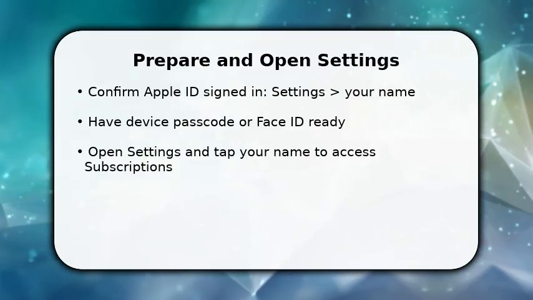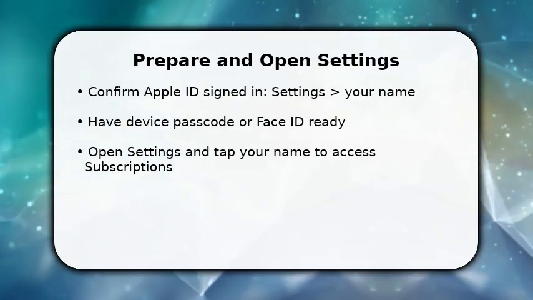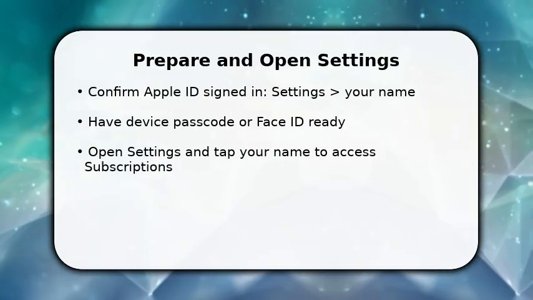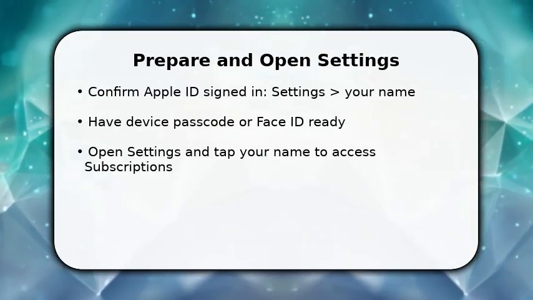Now open Settings and tap your name at the top. That opens Apple ID options. From there, tap Subscriptions. This is the control center for active and expired subscriptions. You're now at the first actionable screen to manage recurring charges.